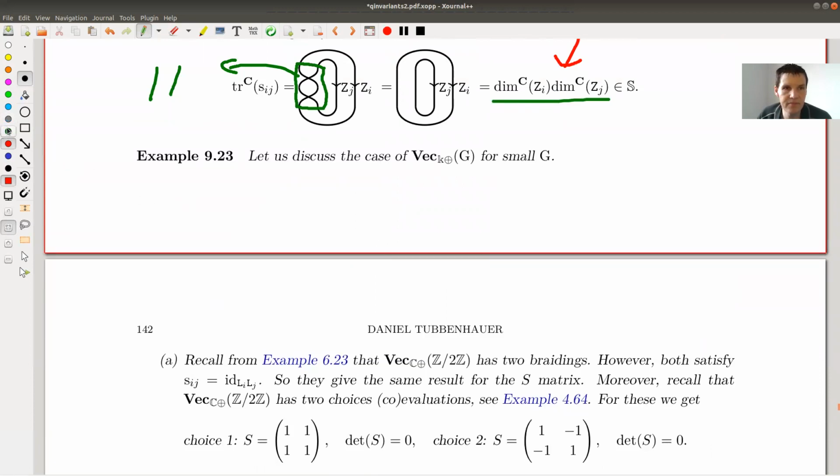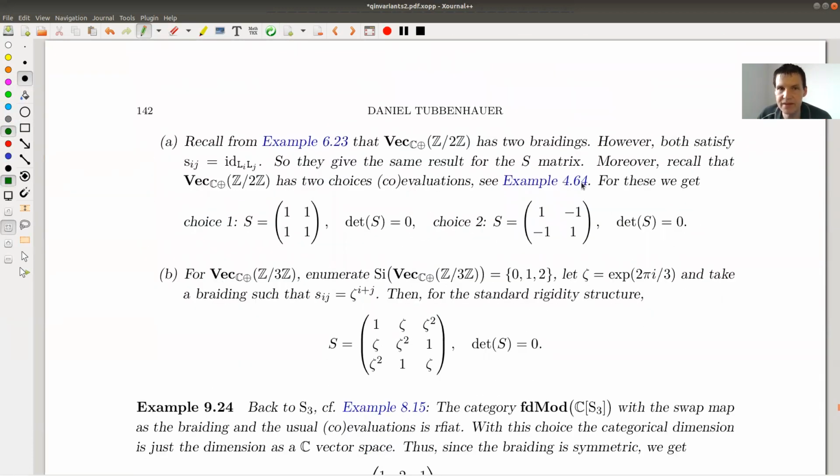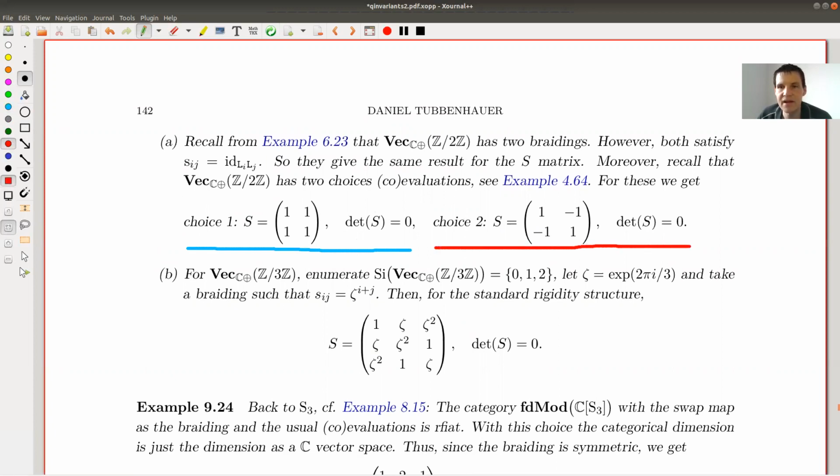For example, you can do vec g for small g, and I leave it to you to write down the corresponding S matrices, but they basically look as follows. Depending on your two choices, you get the dimensions, and the dimensions are either plus or minus one, depending on the choices, and this is how the S matrix looks like. What you observe here is no matter what you do, this matrix is degenerate.